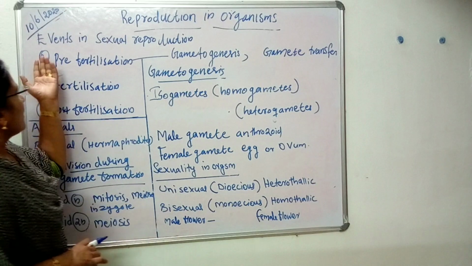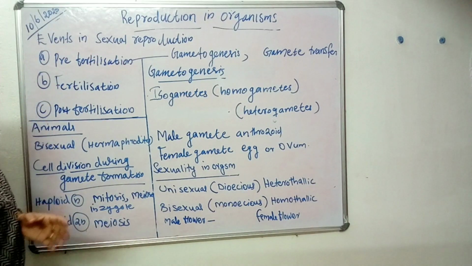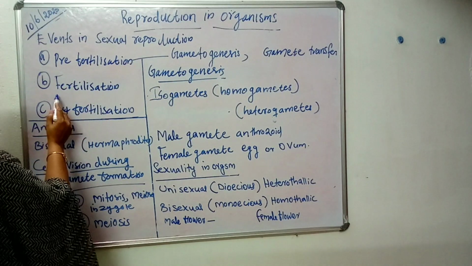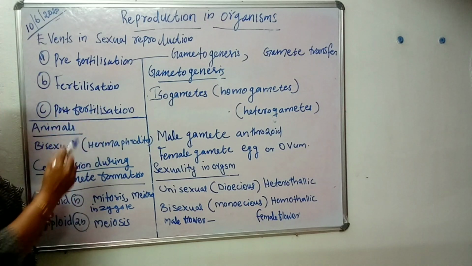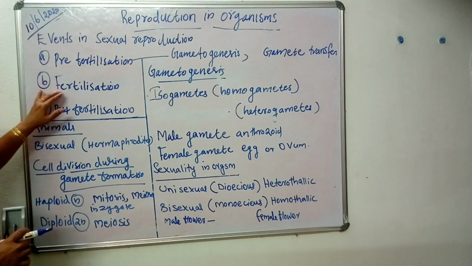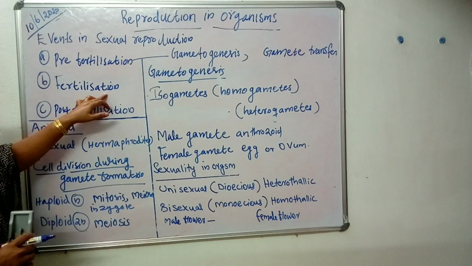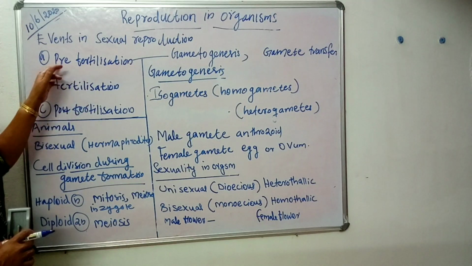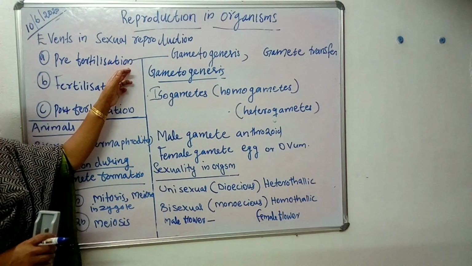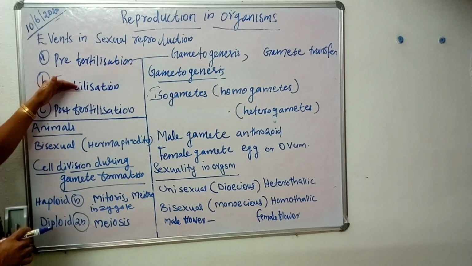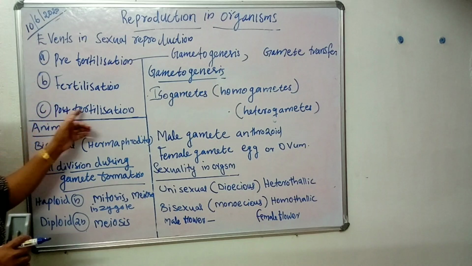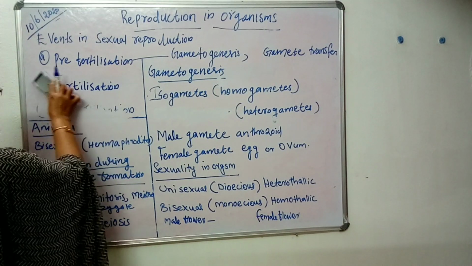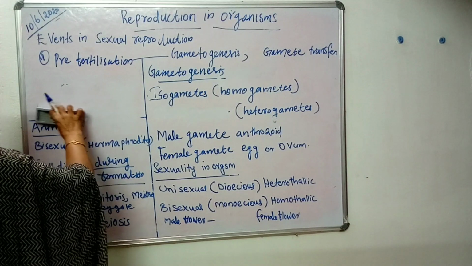So listen. What are the events in sexual reproduction? The main three events are pre-fertilization, fertilization, and post-fertilization. Here, fertilization I have written in the middle. The processes taking place before fertilization are termed pre-fertilization events. The events which take place after fertilization are known as post-fertilization events. So we can study one by one. First of all, we are going to study about pre-fertilization events. What are they?